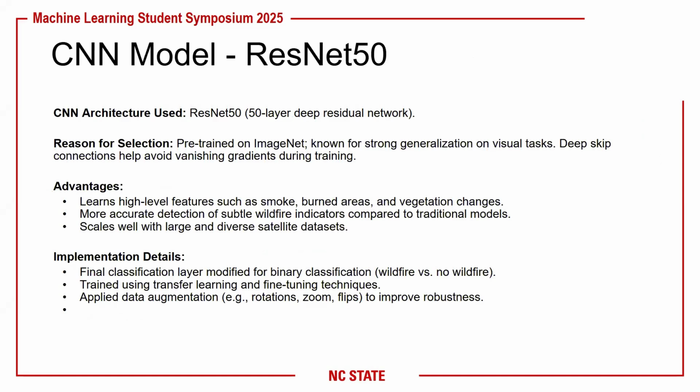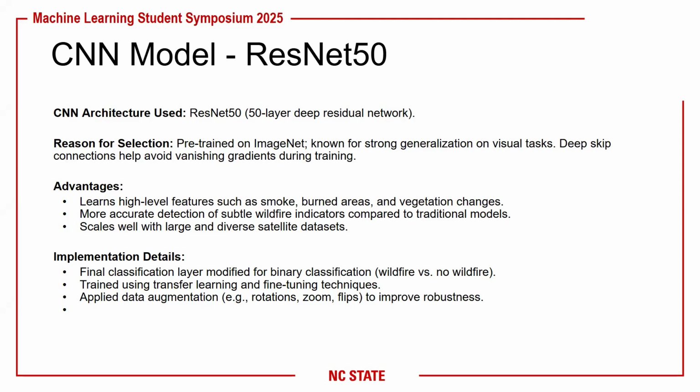Now coming to our final model, which is a CNN model, we selected a ResNet architecture to implement it. We selected ResNet because it is already pre-trained on ImageNet and is known for strong generalization on visual tasks, and deep skip connections help avoid vanishing gradients during training. Let's discuss some advantages of the CNN model. It learns high-level features such as smoke, burned areas, and vegetation changes, which enables us to generate results quickly and get more accuracy. It detects subtle wildfire indicators compared to traditional models. It scales well with large and diverse satellite datasets, which is really important in real-time projects.